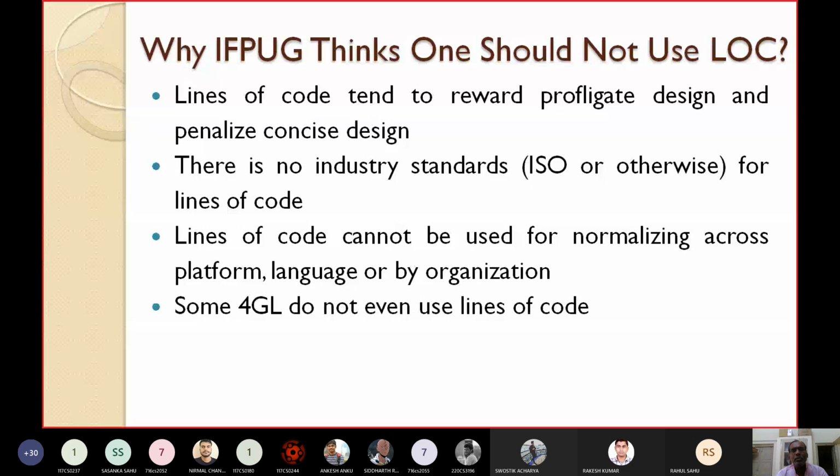Some 4GLs do not even use lines of code. You know examples of 4GL where the specification can be directly executed. Those are 4GLs. An example is structured query language. So some 4GLs do not even use the metric lines of code. Lines of code can be misleading, because of the different programming languages you use. It cannot take advantage of reuse, etc. These are some of the drawbacks. That's why IFPUG people thought that one should not use LOC.